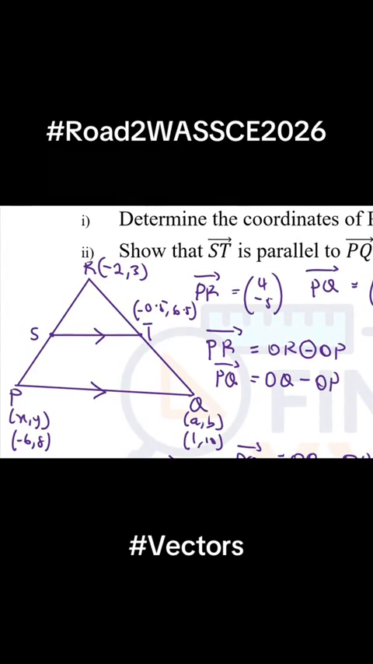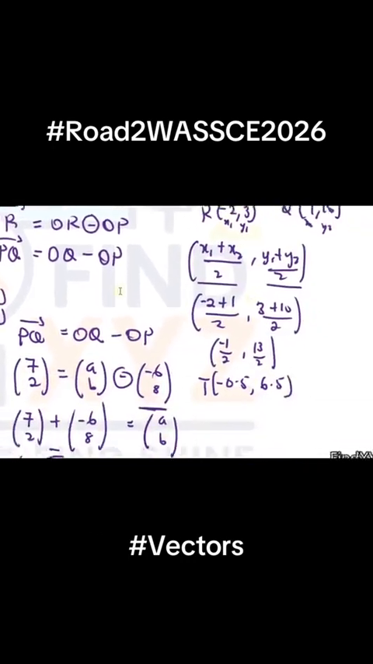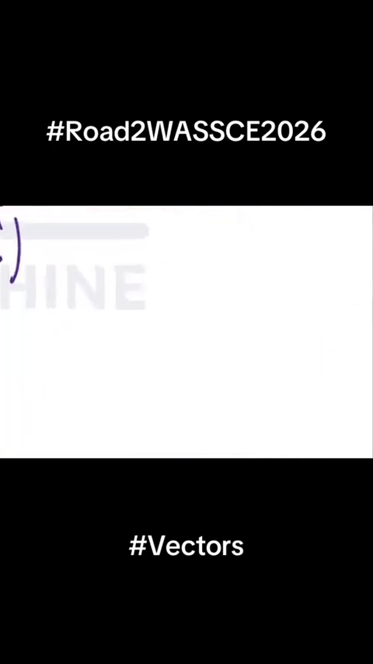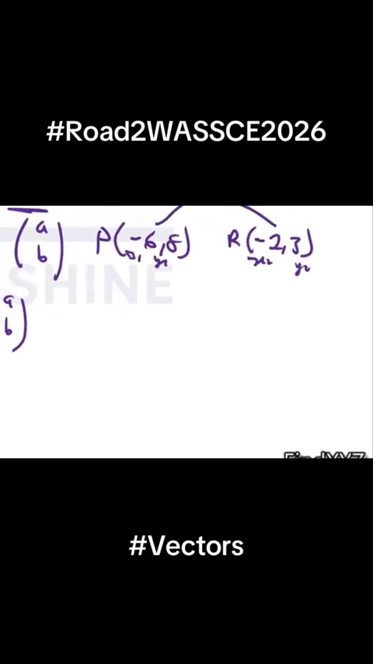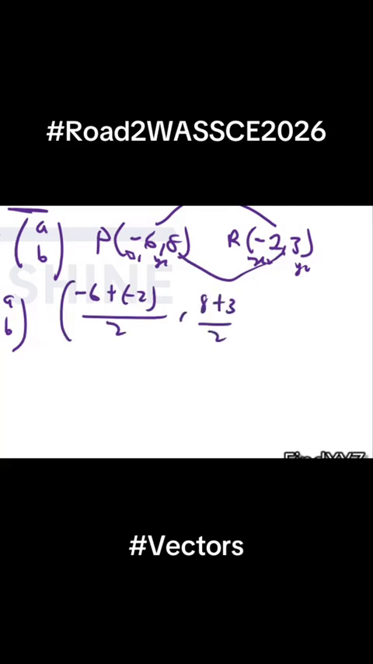Similarly, we are going to find the point for X, which is also on points P and R. So what is point P? Point P is given as negative 6, 8, and point R is given as negative 2, 3. I'm going to apply that same thing. This is x1, y1. This is x2, y2. So we are going to focus on the x and then we are focusing on the y. So let's put the x's together. Negative 6 plus negative 2 all over 2. Then 8 plus 3 all over 2.